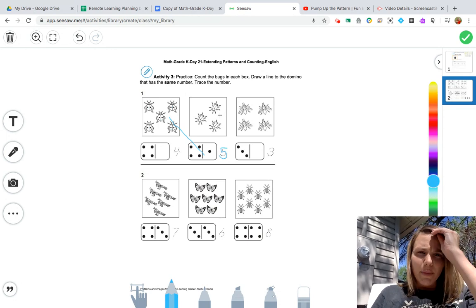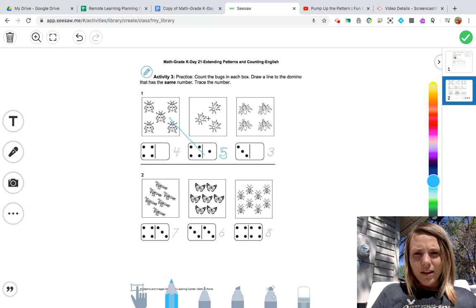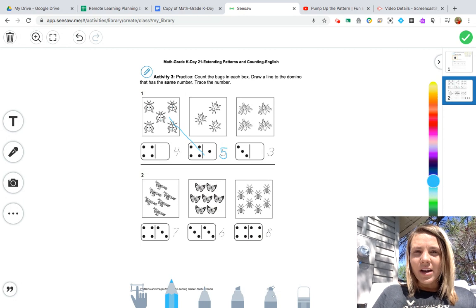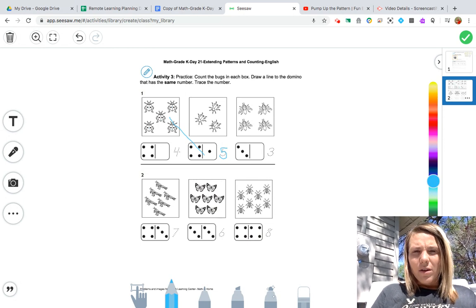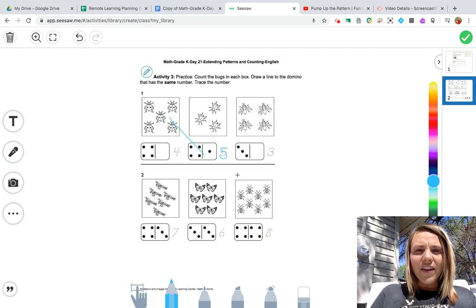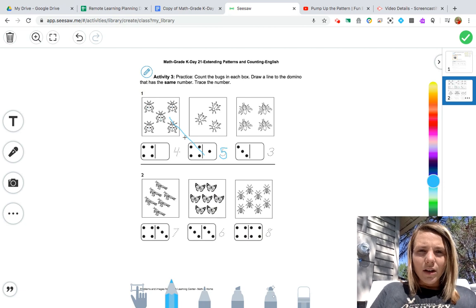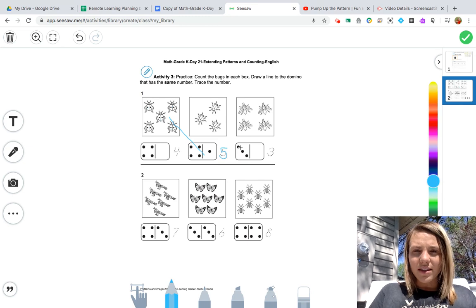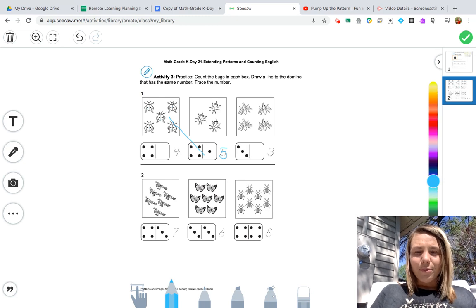Let's do one more together. Let's look how many spiders there are right here. Or beetles, maybe. I don't know what those are. Beetles, I think. Let's count. 1, 2, 3. We have 3 beetles. Let's find the domino that has 3 dots. Oh, I'm remembering that one had 4. This one we just counted and said had 5. Let's count how many dots there are in this one. 1, 2, 3. 3 dots.